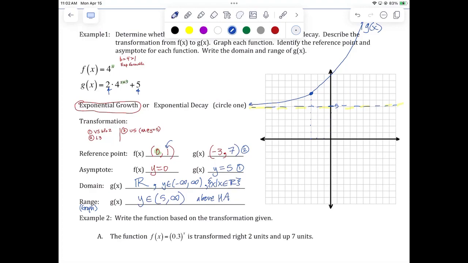The range is always either everything greater than the asymptote if it lives above, or everything less than the asymptote if it lives below. Always, unless we're restricting it over a certain domain. All right, there we go. That was example 1. Comments or questions on example 1?